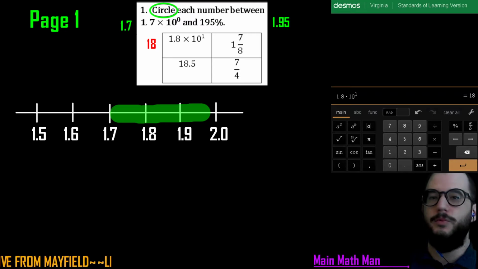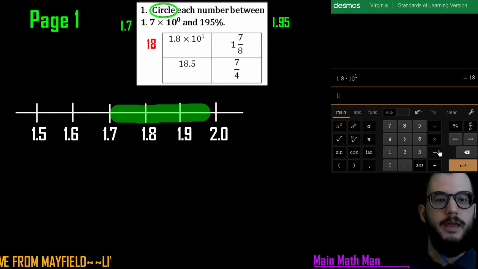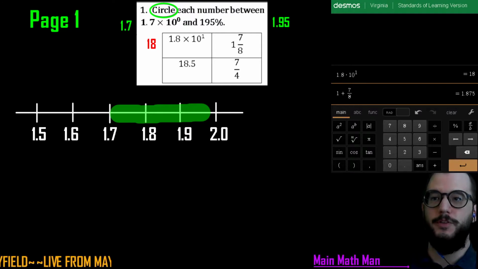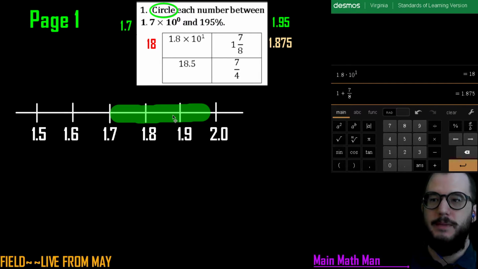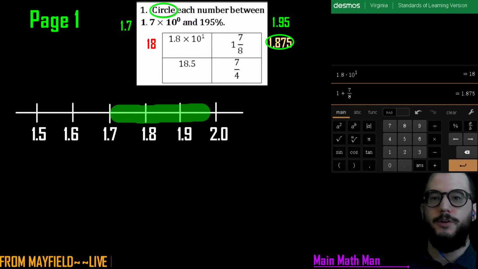Or what about this next one? We have 1 and, so I need to have plus, so this is positive, and I have 7 over 8. So for this value, I have 1.875. So now, would that be in between any numbers? Well, yeah, it would be greater than 1.7 and less than 1.95. So I am going to circle this second one. Let's go ahead and put a circle around that one.